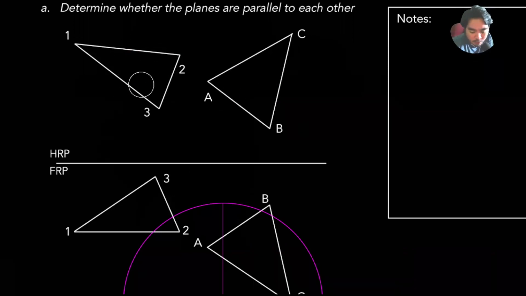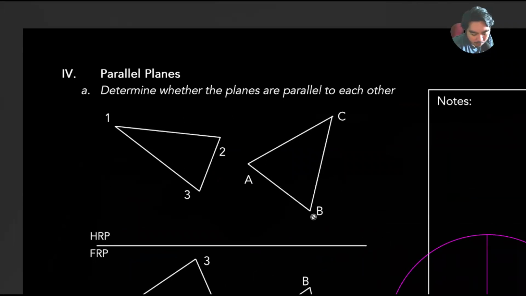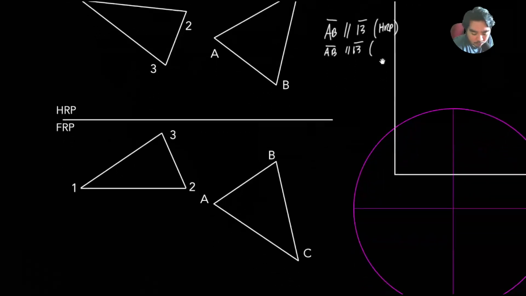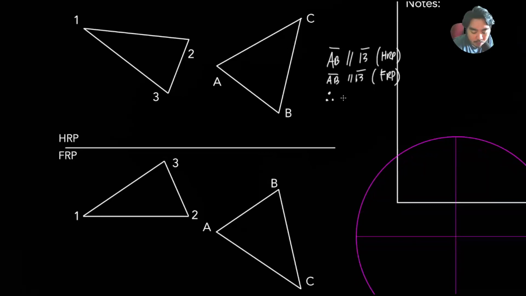So, first, in this case, let's recycle lines. Let's look at kunwari itong AB. AB already looks to be parallel to 1 3. So, let's try to look at it. AB parallel to 1 3, and I'll write it down. AB is parallel to 1 3, tapos in this is in HRP. AB is also parallel to 1 3, which is in saan ba to? In FRP. Then I can say that AB is truly parallel to 1 3.